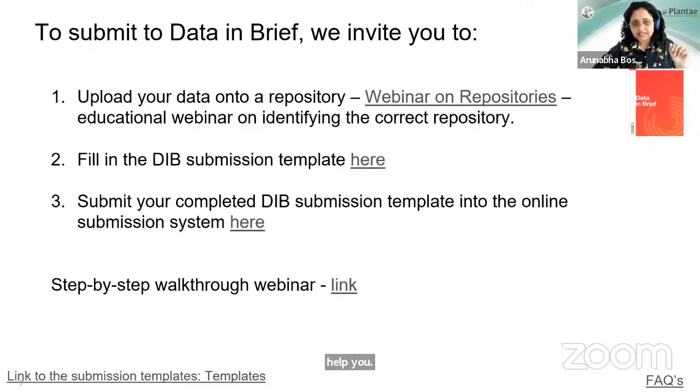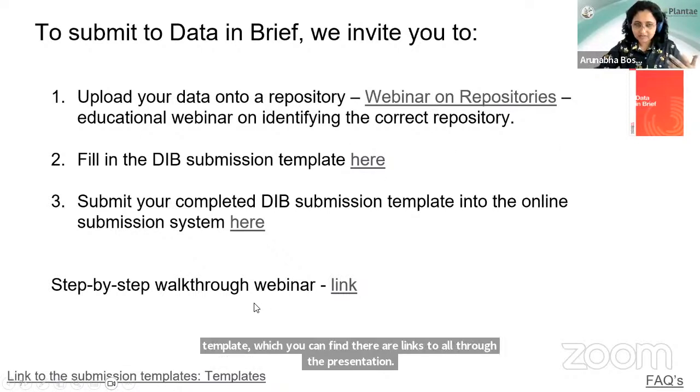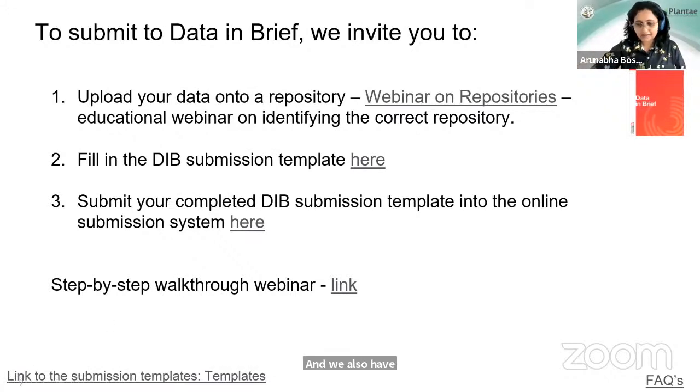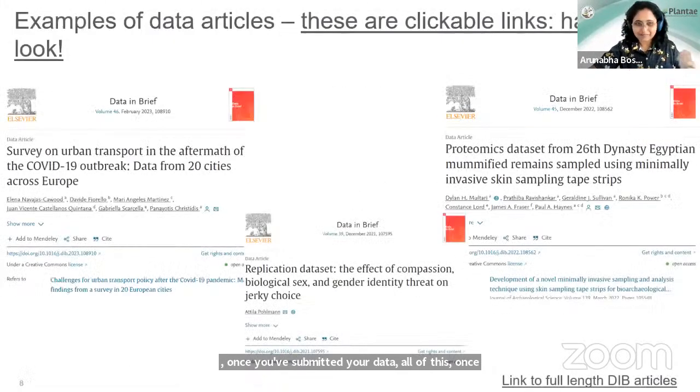You upload your data there, then you go on to fill in our submission template, which you can find, there are links to all through the presentation. And then once you've completed the submission template, you submit your template into the online submission system. And we also have a webinar to help walk through this entire process. And once all this is done, once you've submitted your data article, your article will undergo peer review and hopefully get accepted.